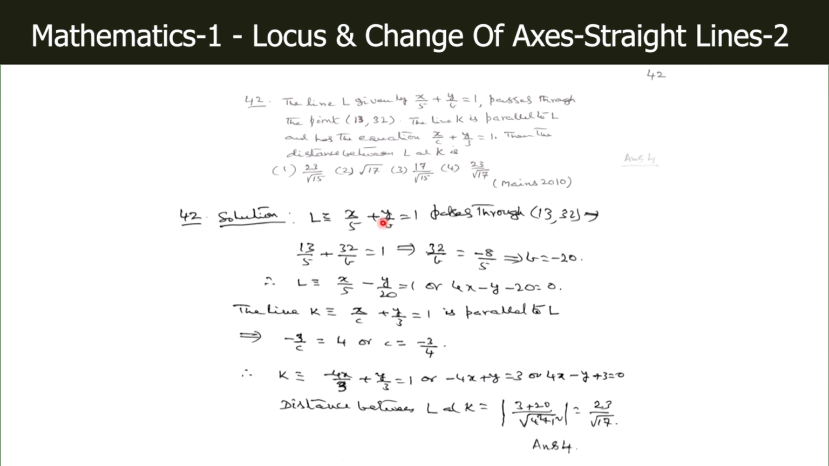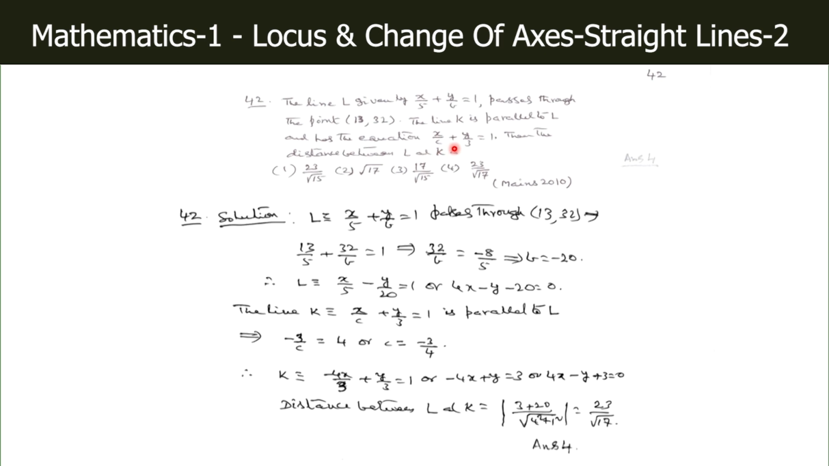Next problem: the line L given by x by 5 plus y by b is equal to 1 passes through the point (13, 32). The line K is parallel to L and has the equation x by c plus y by 3 is equal to 1. Then the distance between the lines L and K is?